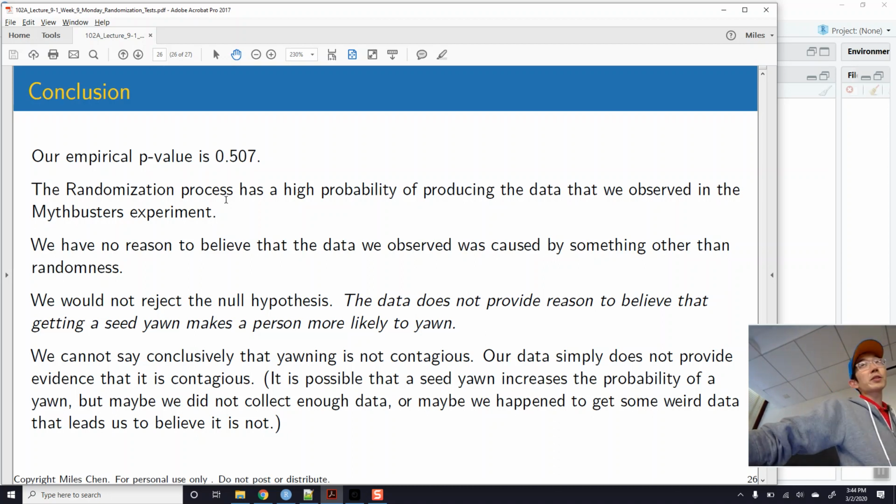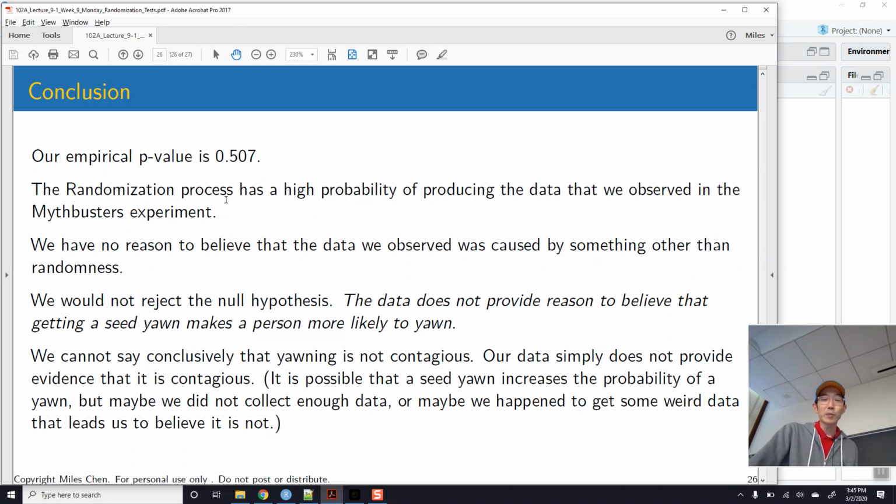So we say we do not reject the null hypothesis, all right? And I hope your intro stats class went over this, but you can say do not reject the null, but you would never say we accept the null or we prove the null, right? So we cannot say that yawning is for sure not contagious. Our data simply does not provide evidence that it is contagious. Not having evidence that it is contagious is not the same thing as saying it's not contagious, right?